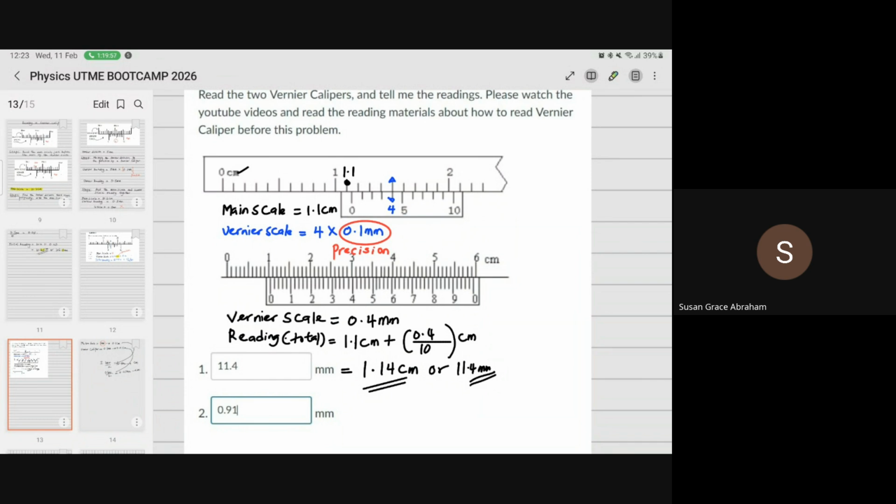So in our next class, we will be reading the micrometer screw gauge, then measurement of mass, and then proceed to vectors. Any question on that?